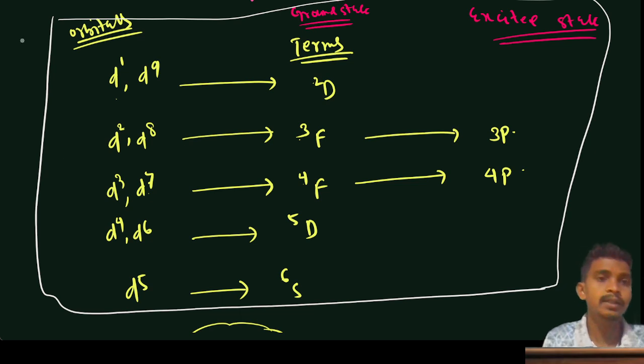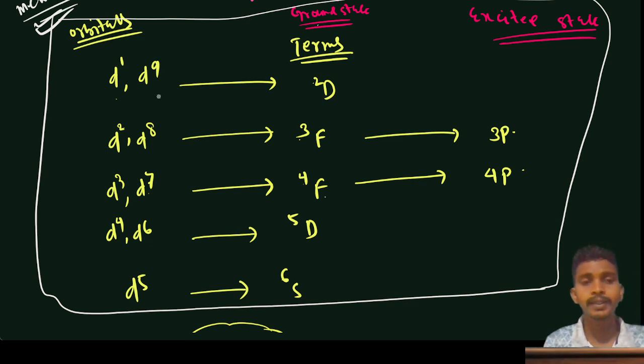So this is already discovered, and this is known: if d1 and d9, then the term is always D; d2 and d8, then F, that is 3F; d3 and d7, that is 4P; d4 and d6, that is D, and this is 5D; and d5, that is 6S. And this is the ground state, with 3P and 4P for excited. Okay, so this we have to memorize, or it can be easily remembered. So for d1 and d2, add them so that we get 10.